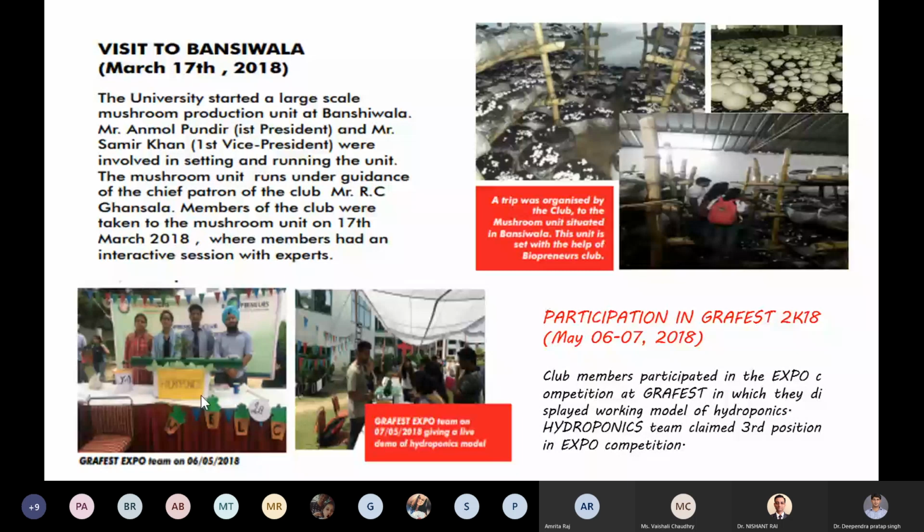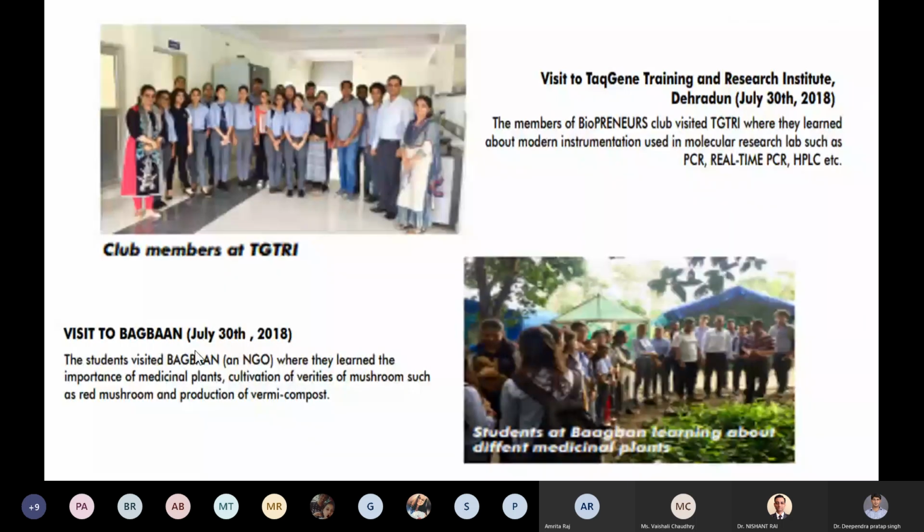Then we conducted a visit to the Tech Gene Training and Research Institute, Dehradun. This is a biotech training institute, and it has multiple R&D facilities. It has modern instruments like real-time PCR, HPLC, etc. And students were really excited to see these modern instruments.